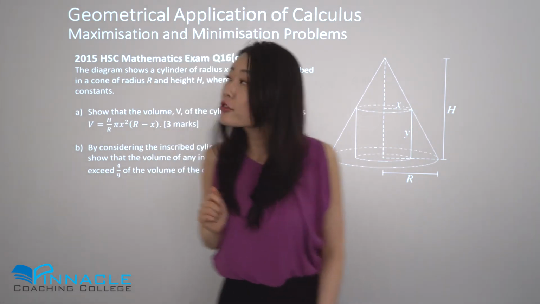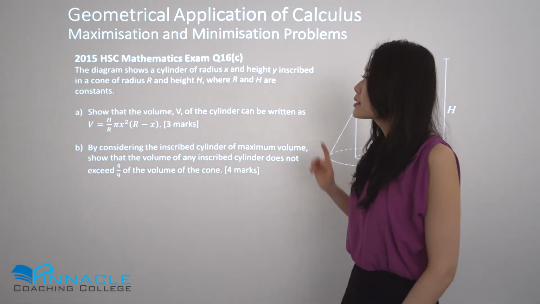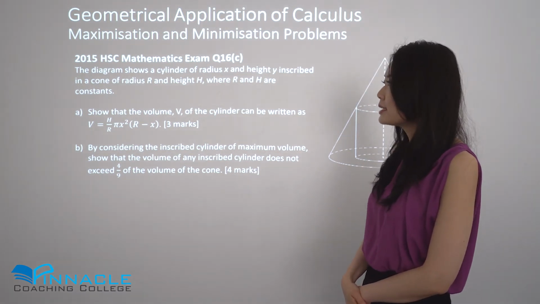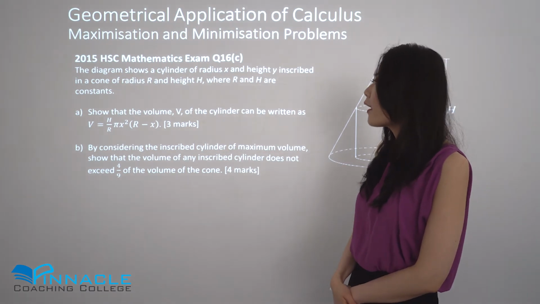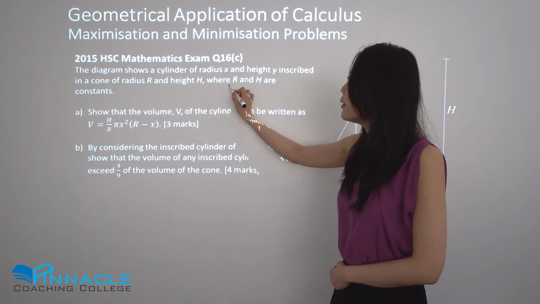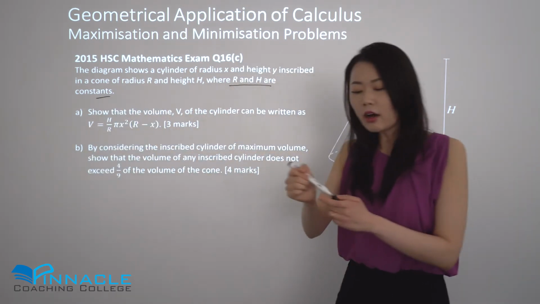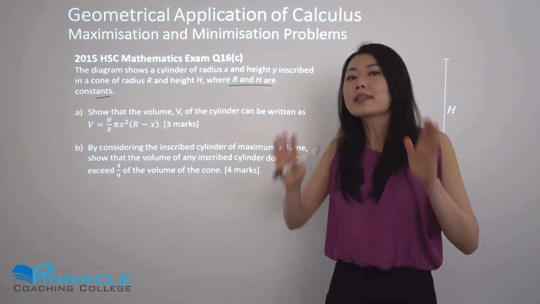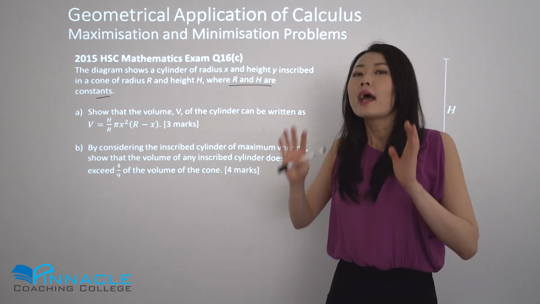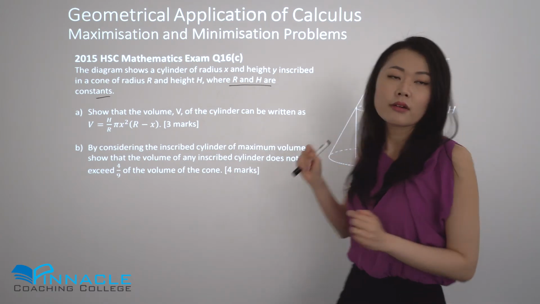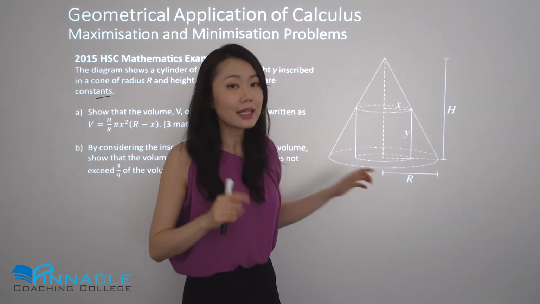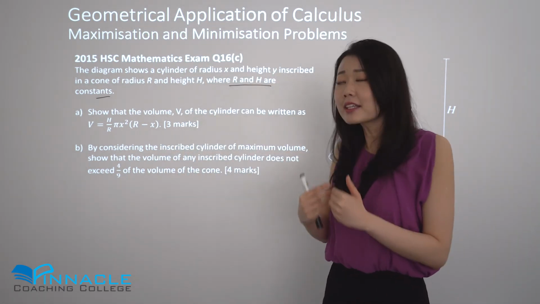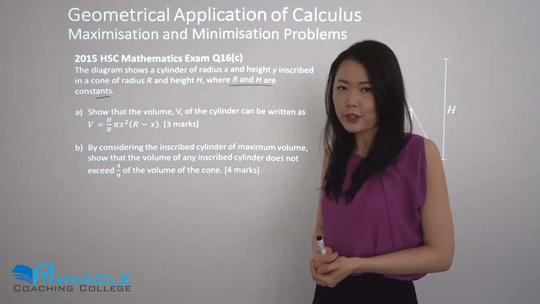Alright, so coming back to the actual question itself, let's have a read. So the diagram shows a cylinder of radius x and height y inscribed in a cone of radius r and height h, where r and h are constants. So the key point here is the fact that they're constant. Okay, that is your sort of flag for saying, all right, that doesn't change, that's all fixed. And it's the inside, so coming back to the diagram, the cylinder that is changing, okay, not the cone. And having that clarity will help you when you try to differentiate the expression later.